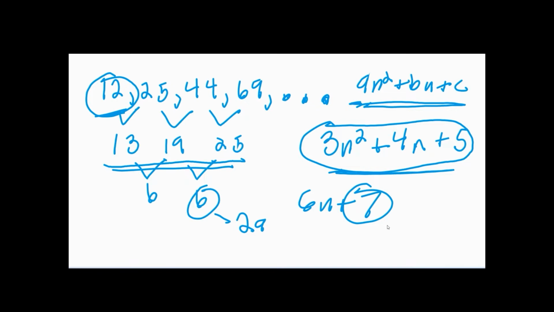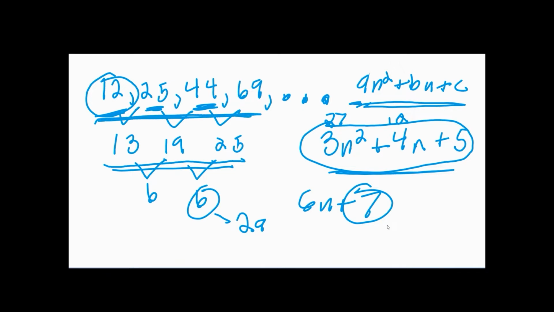If I plug in 2 for n, 2 squared is 4, and 4 times 3 is 12, and 2 times 4 is 8, and 12 and 8 is 20, plus 5 is 25. That matches 25. And if I plug in 3, 3 squared is 9, 9 times 3 is 27, and 3 times 4 is 12, and 27 and 12 is 39, plus 5 is 44. So there we get 44. So I think that's fairly clear. This is the formula that does indeed describe this particular quadratic sequence.